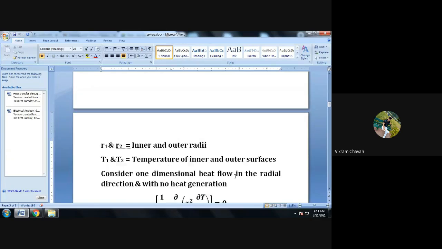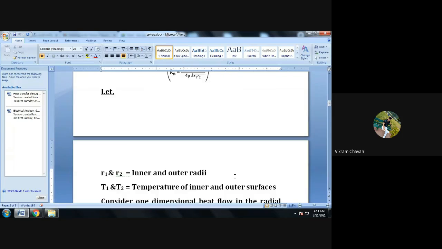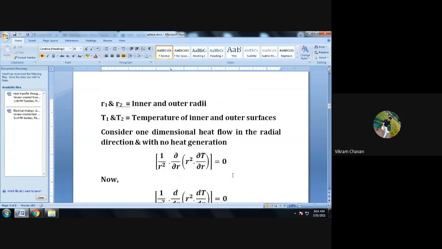Everyone write down this. I think you have drawn the diagram, so write down this particular part. Let us consider R1 and R2 are the inner and outer radii. T1 and T2 are the temperatures of the inner and outer surfaces.